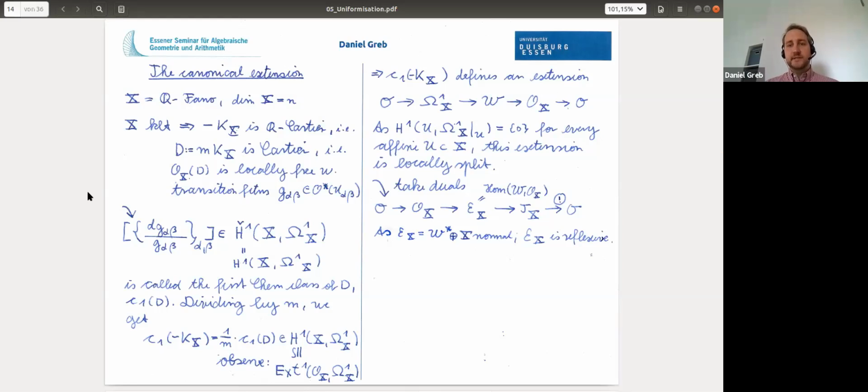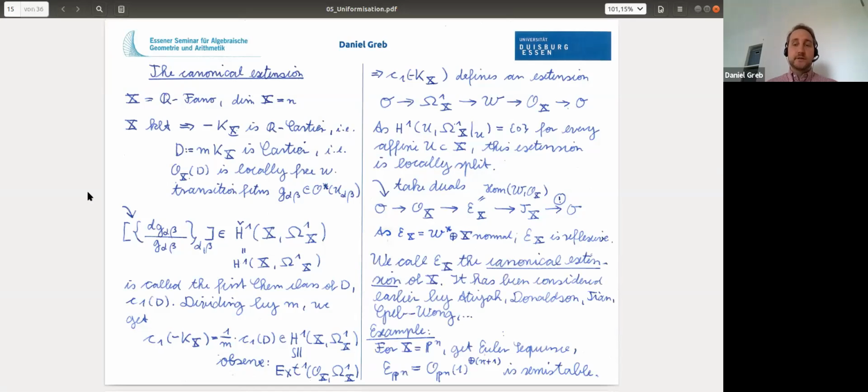So this means that this E_X is reflexive, which is very good, because reflexive sheaves were those that we've been dealing with all the time, and it's of the form that we've been discussing. It's a vector bundle on the regular locus, where it's an extension of O_X and the holomorphic vector bundle T_X, and then you push it forward to X. This exact sequence, we call it the canonical extension.